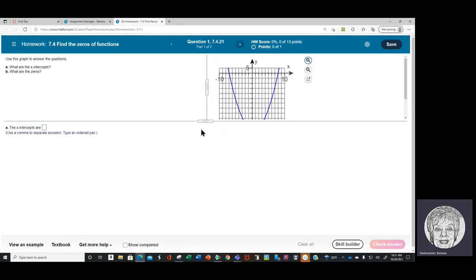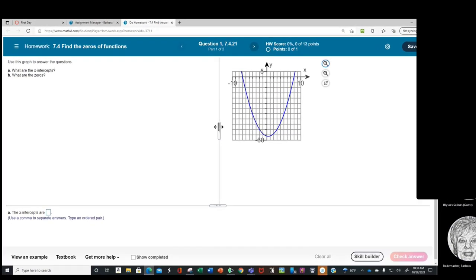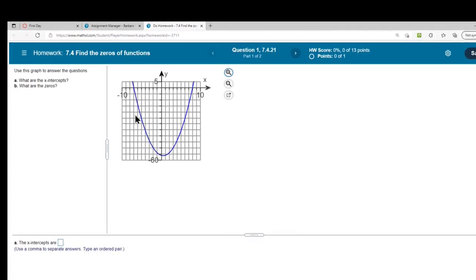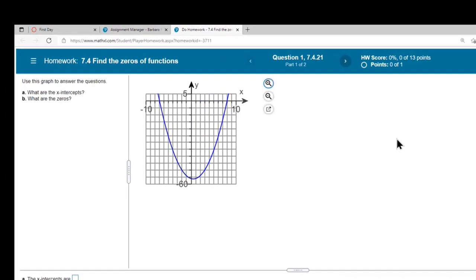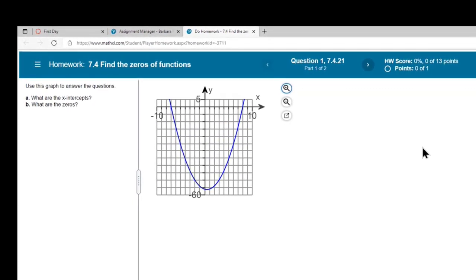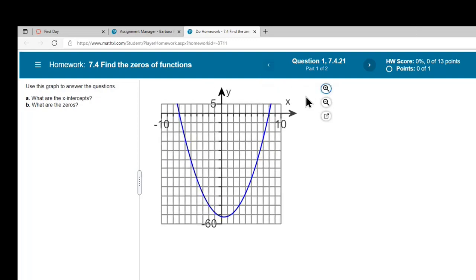What we're being asked to do right now is to look at the graph and find the zeros and find the x-intercepts. Actually, we're being asked to find the x-intercepts first, and then we're being asked to find the zeros, which is really backwards.